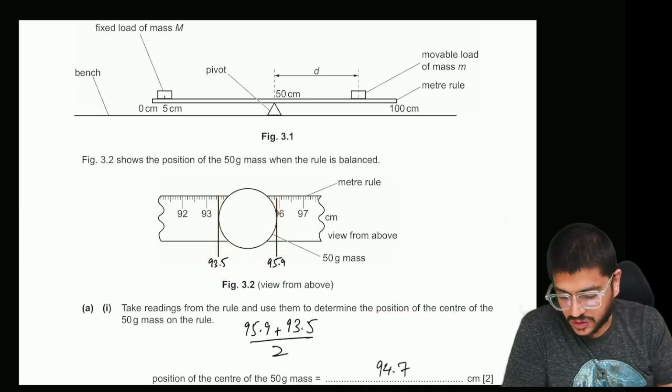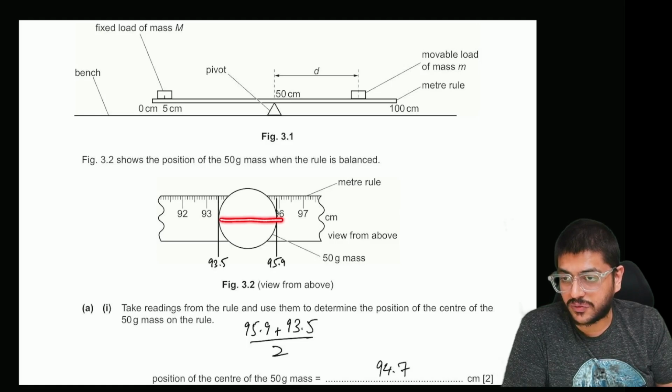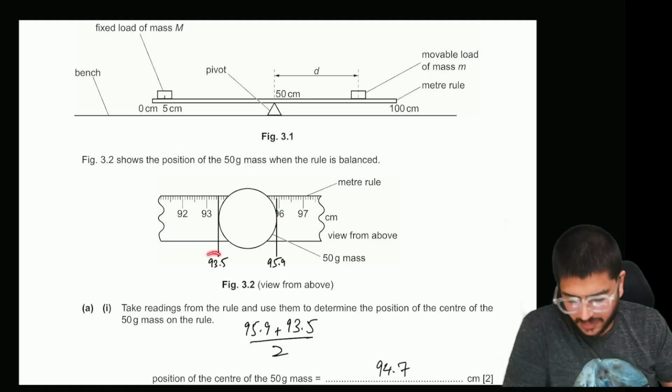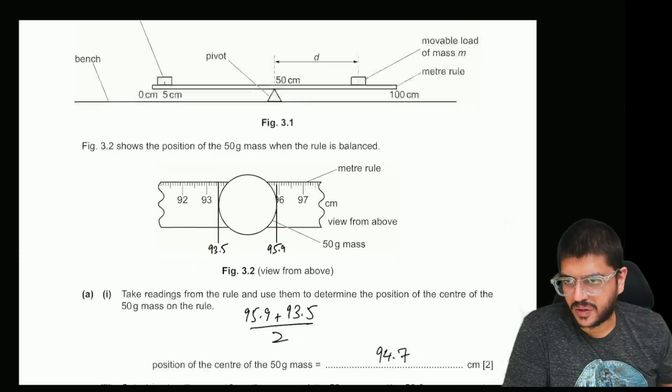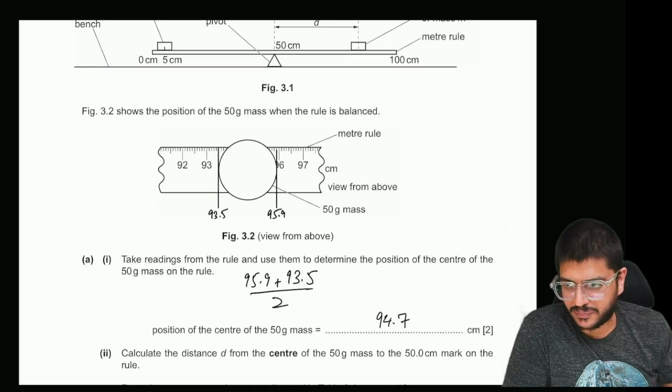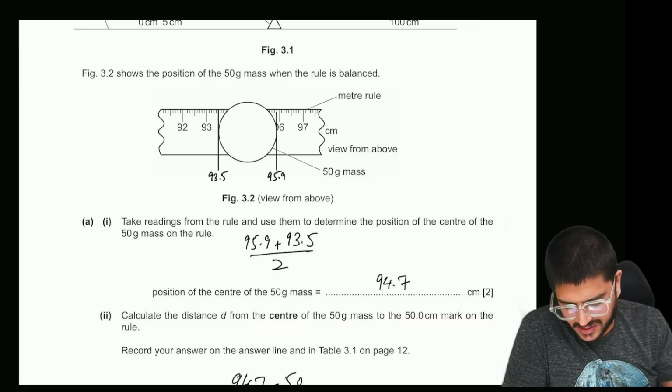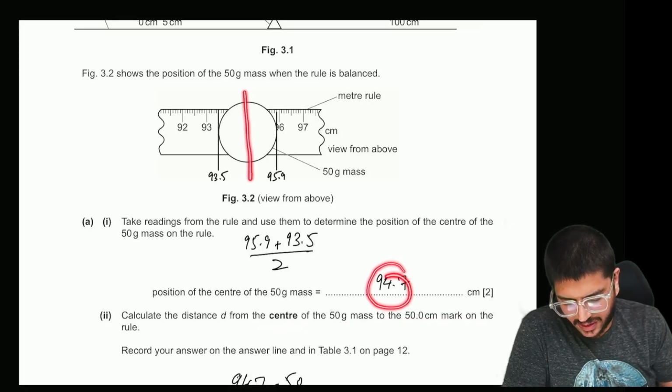You're not being asked to find the diameter. You're being asked to find the position. So it has to be somewhere in the 90s. So you have to find the middle value of these two. So the middle value will be 94.7. All right. It's centered at that position. Calculate the distance d from the center of the 50-gram mass to the 50 centimeter mark. So the center of this is at 94.7.